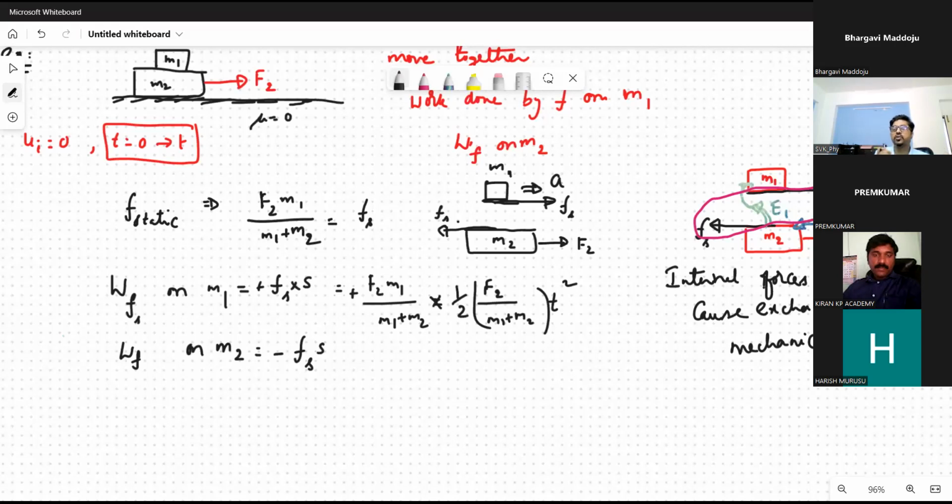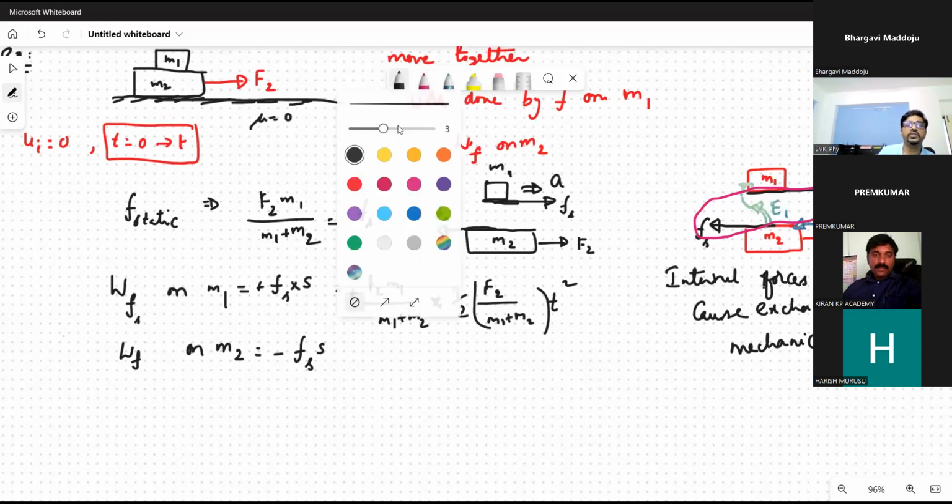So for example, here F2 is giving some energy. Let's say 100 joules is given to M2. Out of that 100 joules, this friction is taking some 60 joules and it is given to M1. So whenever a force does negative work, it means it is extracting energy. Whenever a force is doing positive work, it is injecting energy. The static friction is extracting energy from M2, and then the same energy has been injected into M1. So that is one physical visualization you need to have, and a student should have that very firmly.